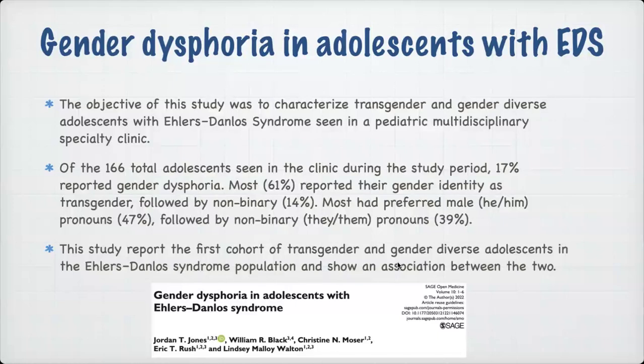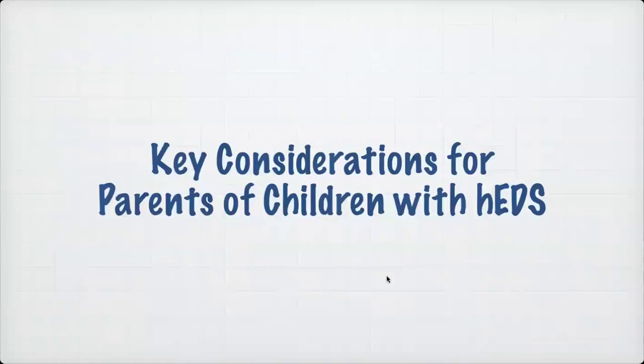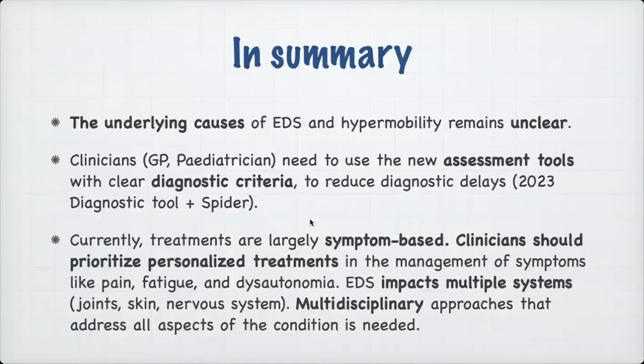This study reports the first cohort of transgender and gender diverse adolescents in the Ehlers-Danlos syndrome population and shows an association between the two. So now here comes the parents' guide for children with hypermobility. So again, don't forget that the underlying causes of EDS and hypermobility remain unclear, although there are many excellent studies coming out by the day.